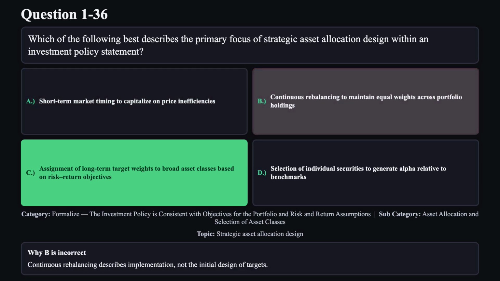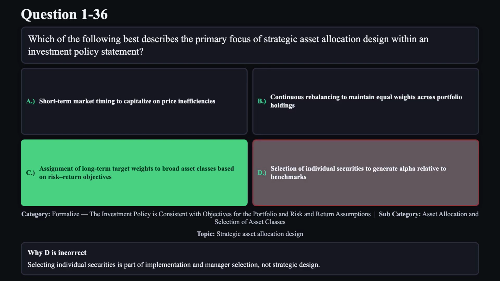Reason B is not correct. Continuous rebalancing describes implementation, not the initial design of targets. Reason D is not correct. Selecting individual securities is part of implementation and manager selection, not strategic design.